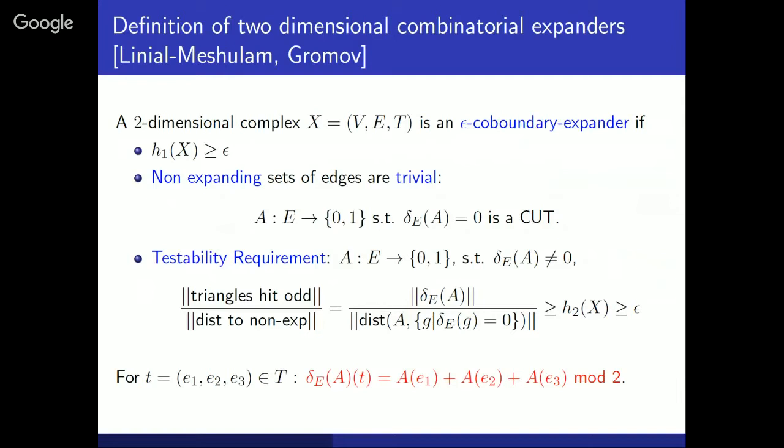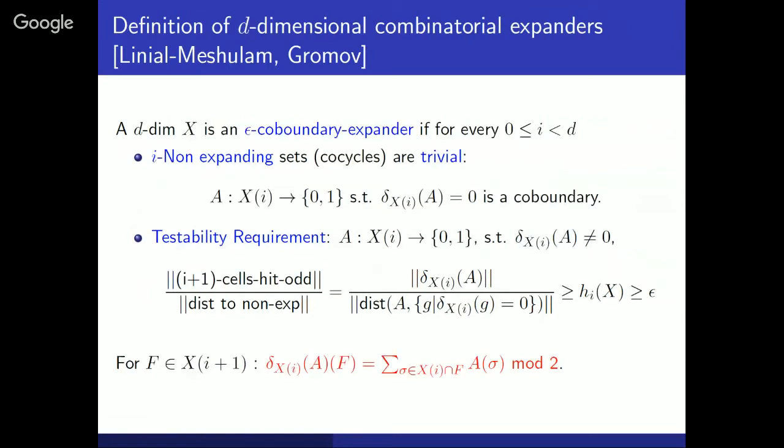So to be a two-dimensional complex which is a combinatorial expander, called actually a co-boundary expander, your one-skeleton, or your graph representation, should be expanding as a graph. So that your H1, your Cheeger constant, should be bounded away by an epsilon, but also your H2, the expansion that we measure between edges and triangles, should also be bounded away by epsilon. So this is the definition, and you can generalize it to higher dimension.